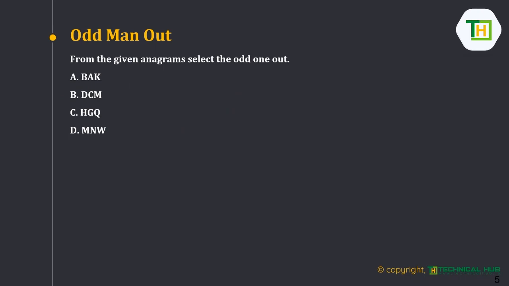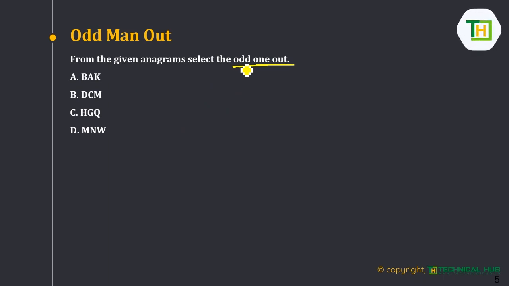So here is the next one. From the given anagram, select the odd man out. Anagrams are nothing but the given options. So I have to select the odd one out. I think you also know what odd man out means. I have to find the different one among the given four. Different in the sense all the remaining three must be similar, like they must follow one particular logic, while the fourth one is not following that logic.